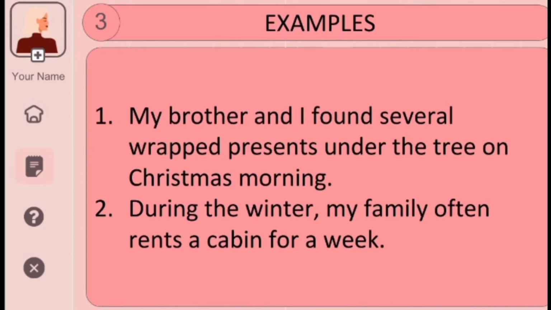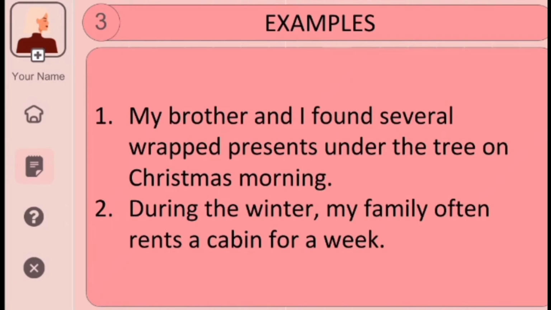start looking at what they are actually doing. So what is the function of the phrase in the sentence? The phrase under the tree. If we look at that a little more closely, under the tree is telling where we found the presents, and because it's telling where, that makes it an adverb phrase in the sentence.